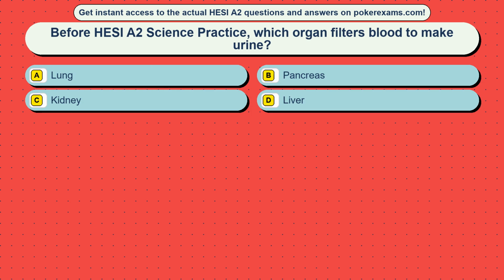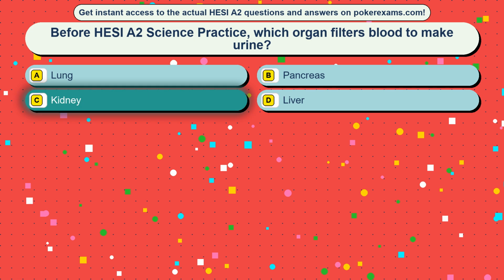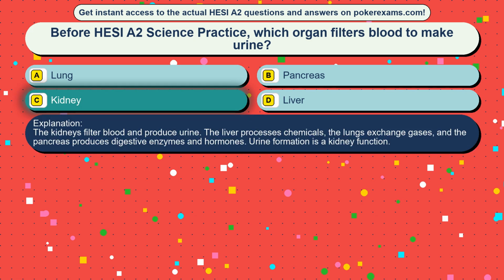Question 35. Before HESI A2 Science Practice, which organ filters blood to make urine? Option A, lung. Option B, pancreas. Option C, kidney. Option D, liver. The correct answer is option C, kidney. The kidneys filter blood and produce urine. The liver processes chemicals, the lungs exchange gases, and the pancreas produces digestive enzymes and hormones. Urine formation is a kidney function.